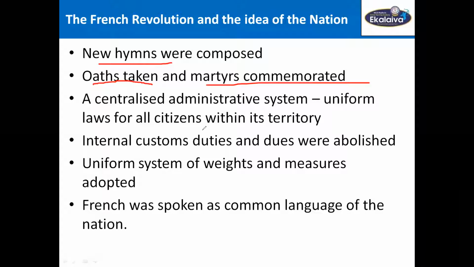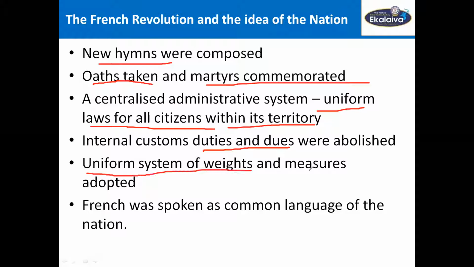A centralized administrative system was put in place and it formulated uniform laws for all the citizens within its territory. And internal custom duties and dues were abolished. The best part is a uniform system of weights and measures was adopted. And regional dialects, a lot of local dialects, were discouraged and French was spoken as the common language of the nation.